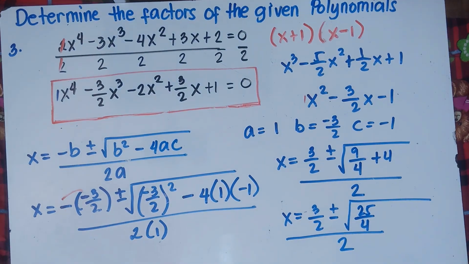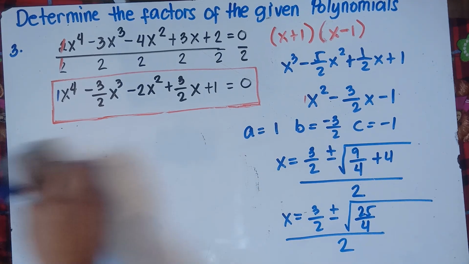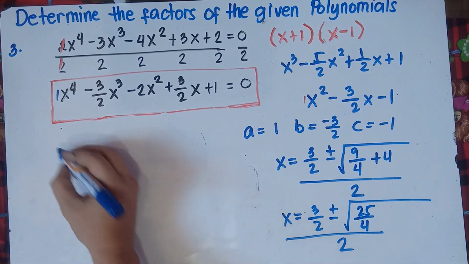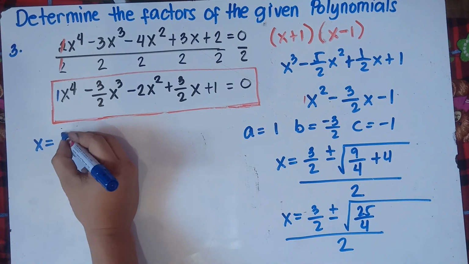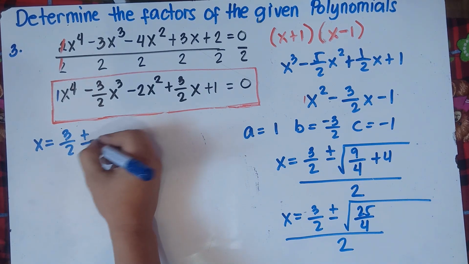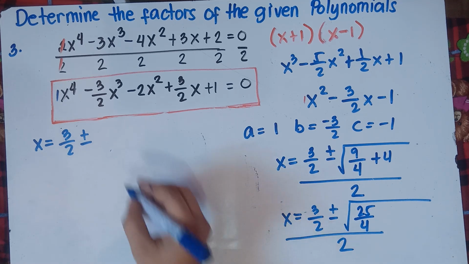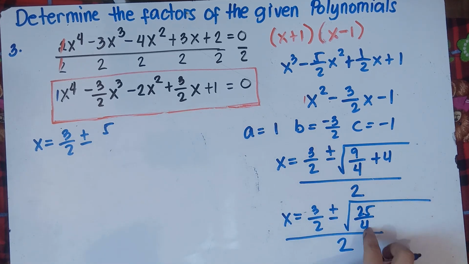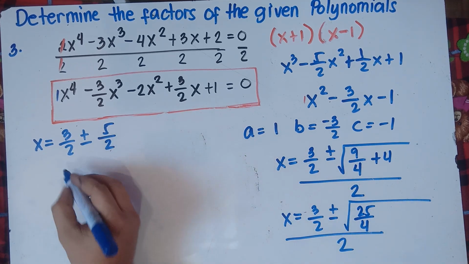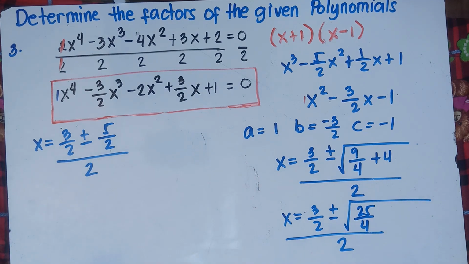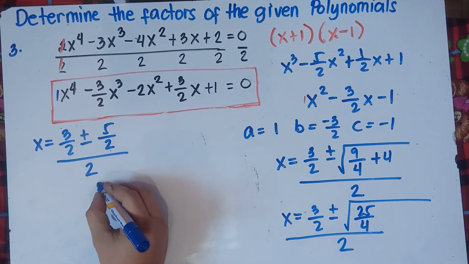Alright, and then simplify this one. So this will be x equals 3 over 2 positive negative square root of 25 plus the square root of 4, all over 2. The square root of 25 is 5, and the square root of 4 is 2. Since we have positive and negative, we will be separating this one, class.